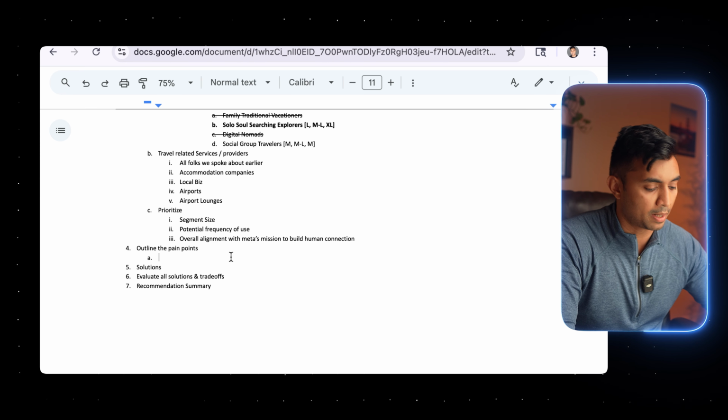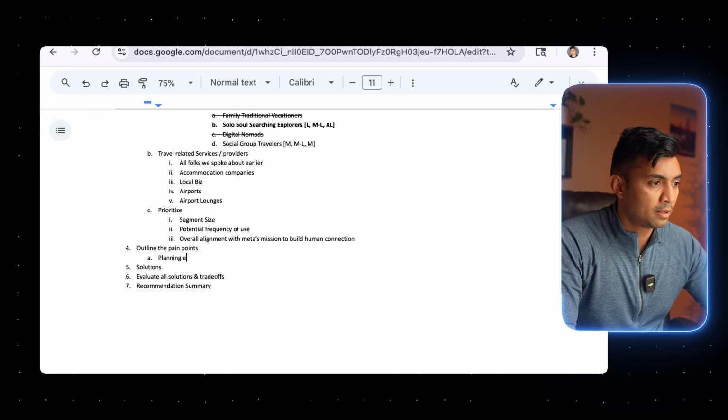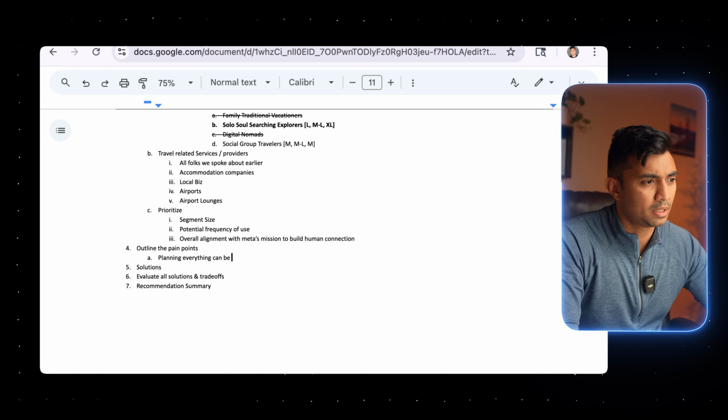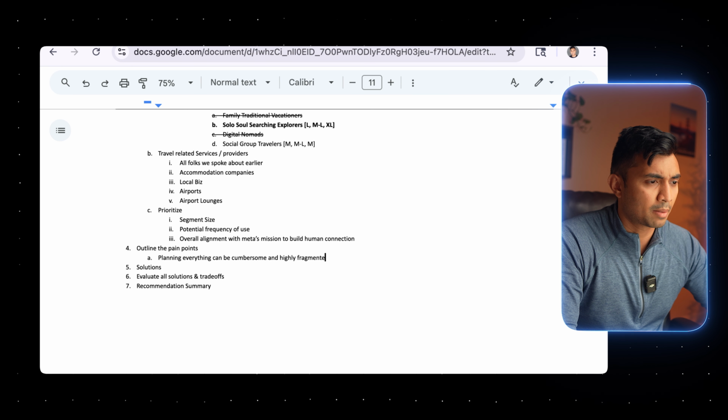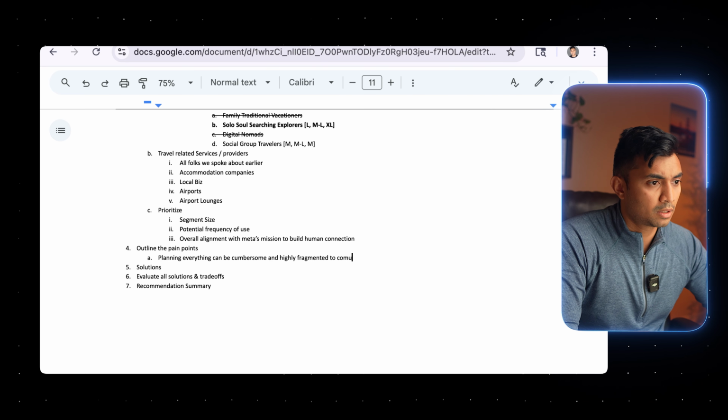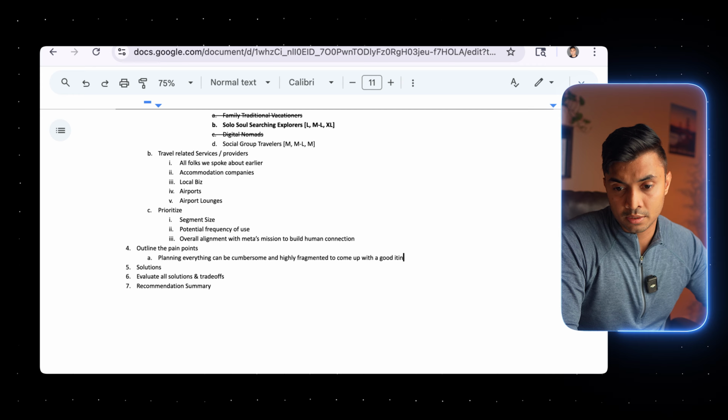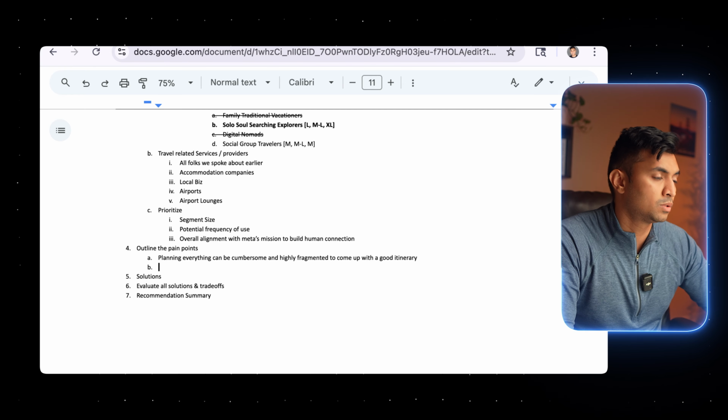So let's start with the booking process, right? Planning everything can be cumbersome and highly fragmented, to come up with a good itinerary, just making sure everything is visible. Cool. Okay.